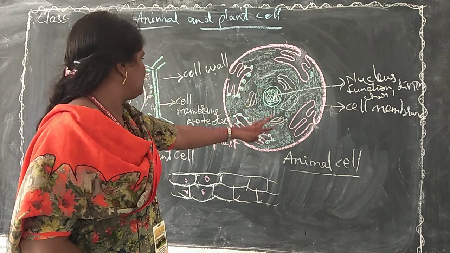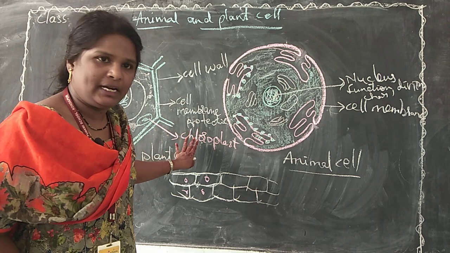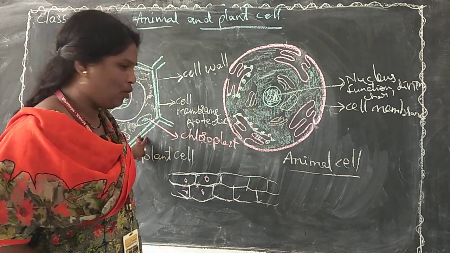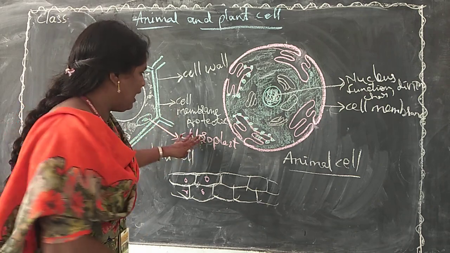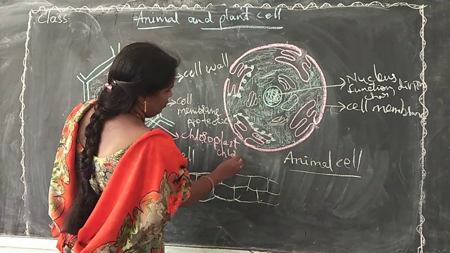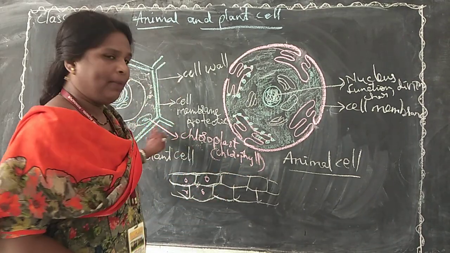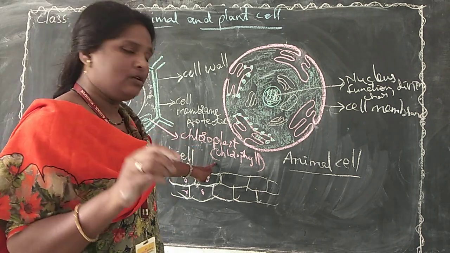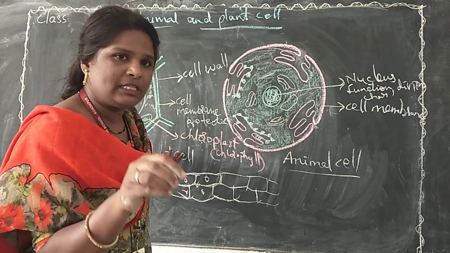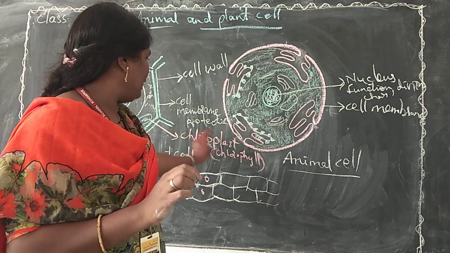Here we cannot see this chloroplast, green color pigment, in the animal cell. Only the plant cell has chloroplasts. What is the role of the chloroplast? It has chlorophyll, the green color pigment. Because the plant cell has chlorophyll, it performs photosynthesis. In photosynthesis they use carbon dioxide, water, chlorophyll and sunlight, and they prepare their own food.